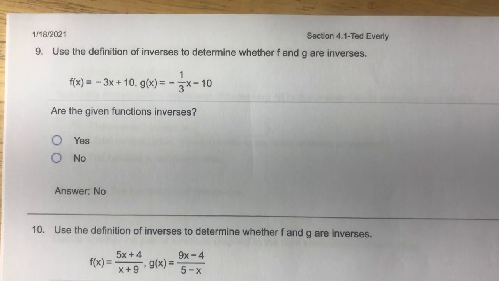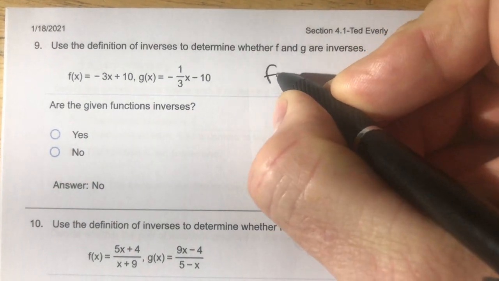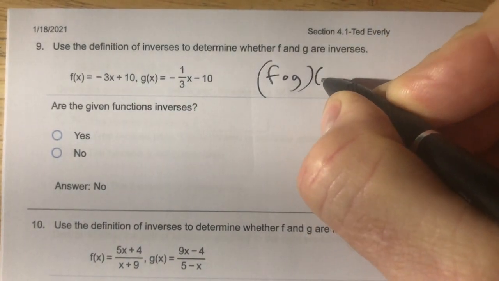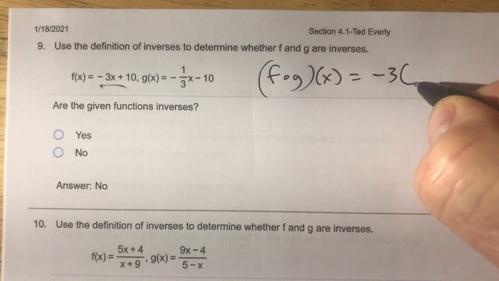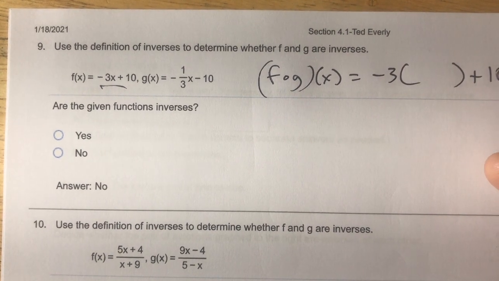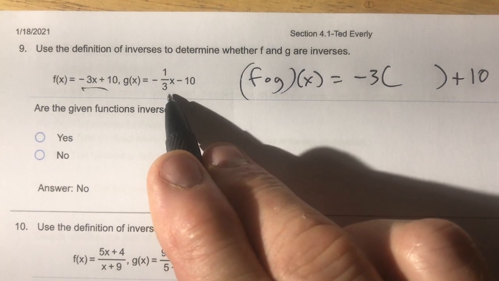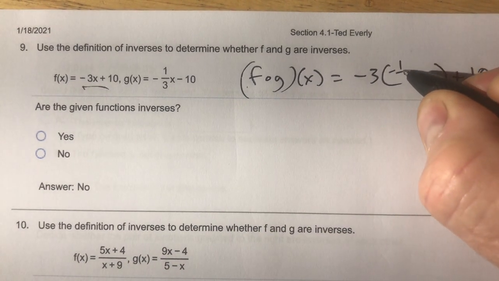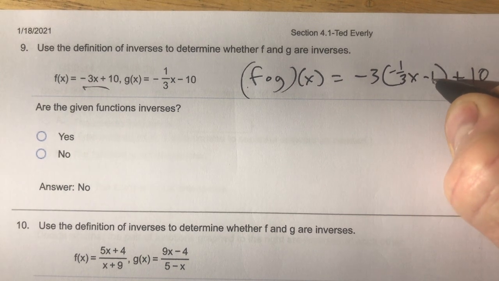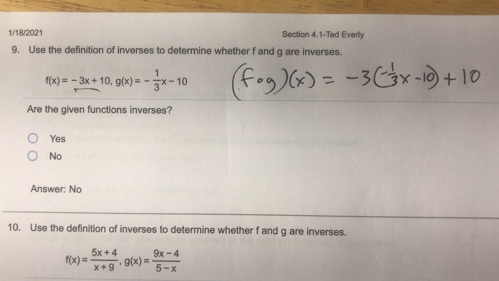What about number 9 here? Determine if these are inverses. All right, so I'm going to do f of g of x again, which means I'm going to write out my f function here, negative 3x plus 10. Okay, and then right there where x is, I'm going to put the g function in its place. The g goes in the f. So I've got negative 1/3 x minus 10. Okay, and then I simplify this down, and I should get x.